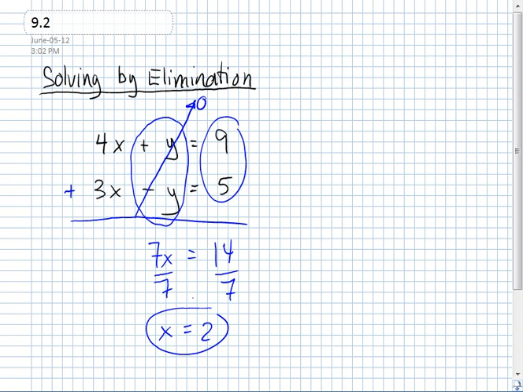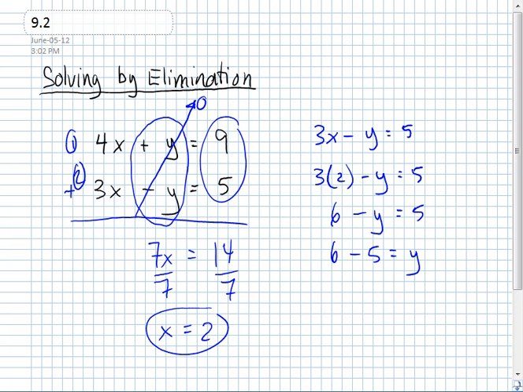Okay, and that solves both equations. We just need to figure out what y is, and we can use either equation 1 or equation 2 to do that. Let's use equation 2 here, substitute in for x, and then solve for y. And we get y equals 1. So x equals 2, y equals 1. There's our solution to that question, without having to do substitution. So that might seem a little bit easier for some of us.